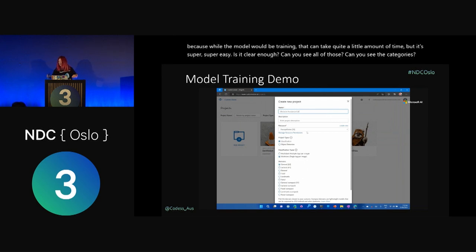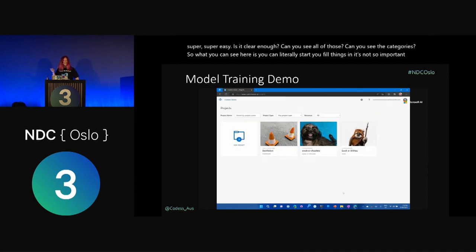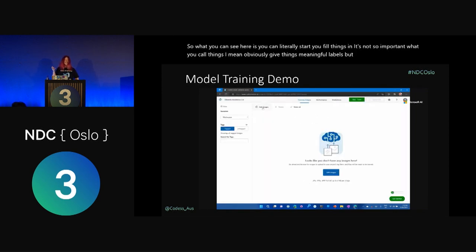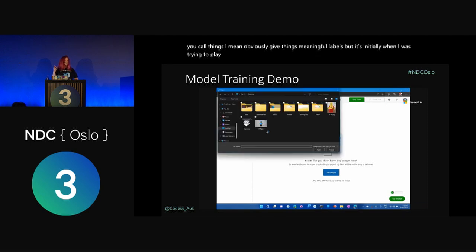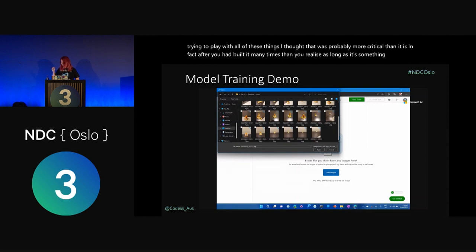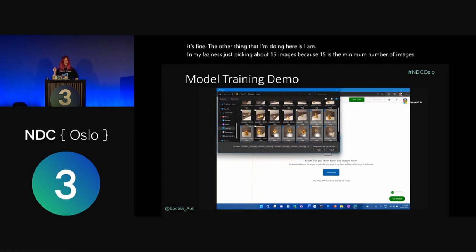So what you can see here is you can literally start, you fill things in. It's not so important what you call things. I mean, obviously give things meaningful labels, but initially, when I was trying to play with all of these things, I thought that was probably more critical than it is. In fact, after you have built it many times, then you realize as long as it's something unique, it's fine. The other thing that I'm doing here is, in my laziness, just picking about 15 images, because 15 is the minimum number of images that you need in order to train a model.